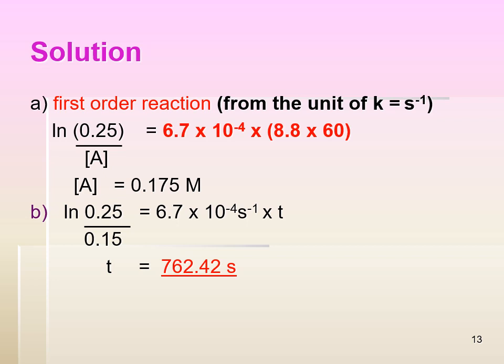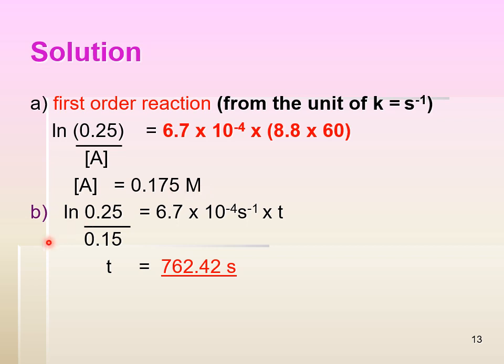So the K is given to you, 6.7 times 10 to the power of -4 here. The T you must convert into seconds, and A naught is given, 0.25. So the A is 0.175 molar. This is the final answer. You're going to get 2 marks for this.